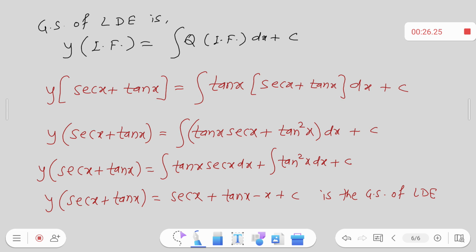If you know the result, then there is no need to convert it into sine and cos. Getting it? So take one more. Solve the differential equation.